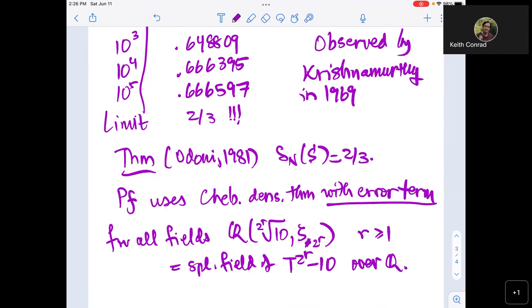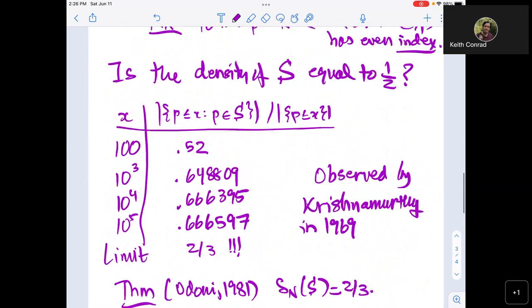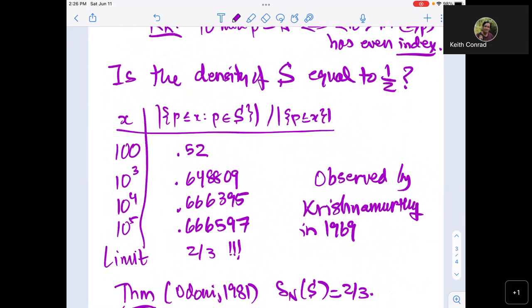You adjoin the 2 to the Rth root of 10, and then you adjoin all of the roots of unity of order dividing 2 to the R, and you get all the roots. And so he used Chebotarev for all of these fields with an error term. The point is that this problem, although the limit is rational, is not in fact an application of the Chebotarev density theorem to a number field. You use the Chebotarev density theorem for a whole family of number fields.